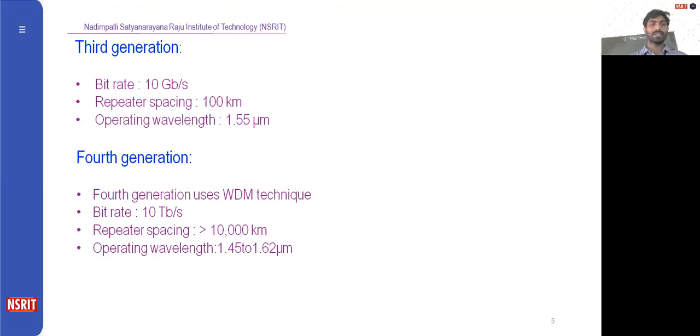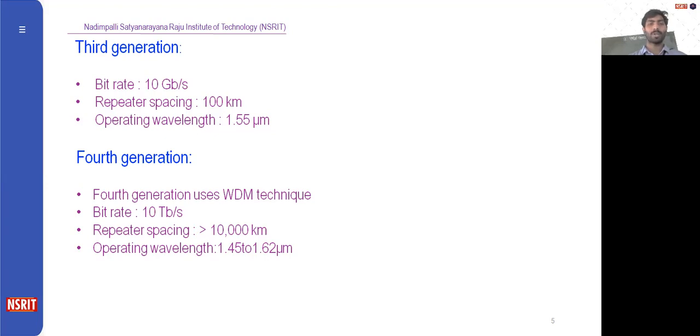Coming to the fourth generation, it uses the wave division multiplexing technique. That means we are going to divide our waves and use multiplexing techniques. That means we are going to utilize the available space more conveniently. Here the bitrate became 10 Mbps. That means we can send more data at a high speed when compared to the third generation. This is made possible by the WDM technique, that is wave division multiplexing technique.